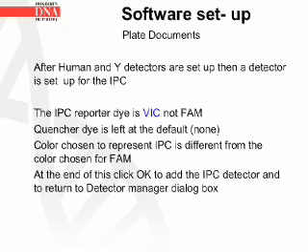After human and Y detectors are set up, a detector is set up for the IPC. The IPC reporter dye is VIC, not FAM. The quencher dye is left at the default, none, and the color chosen to represent the IPC is a different color from the color chosen for FAM. At the end of this, click OK to add the IPC detector and to return to the Detector Manager dialog box.